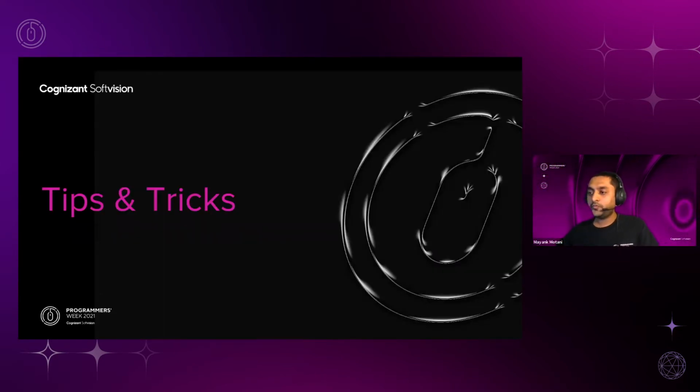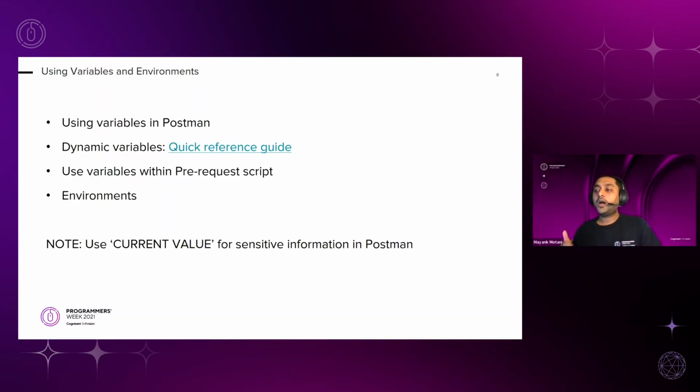Now let's actually move on to some tips and tricks. Here, we'll see how we can really improve upon our requests by using variables. We'll also look at out-of-box dynamic variables provided by Postman. It uses something called a Faker.js library. So we'll look at that in detail as well. And we'll also look at how pre-request scripts allow us to set variables based on some JavaScript logic.